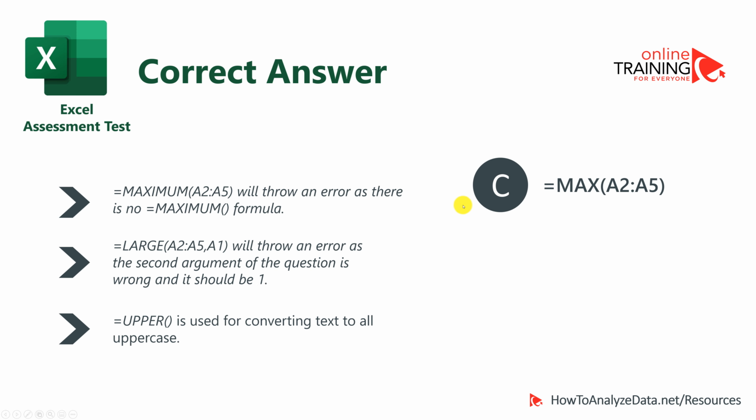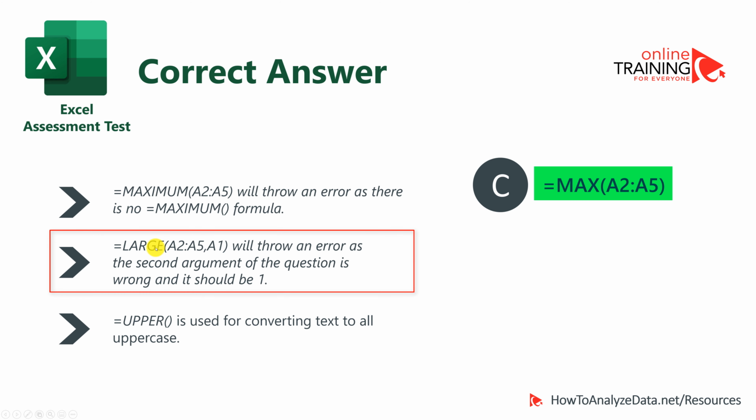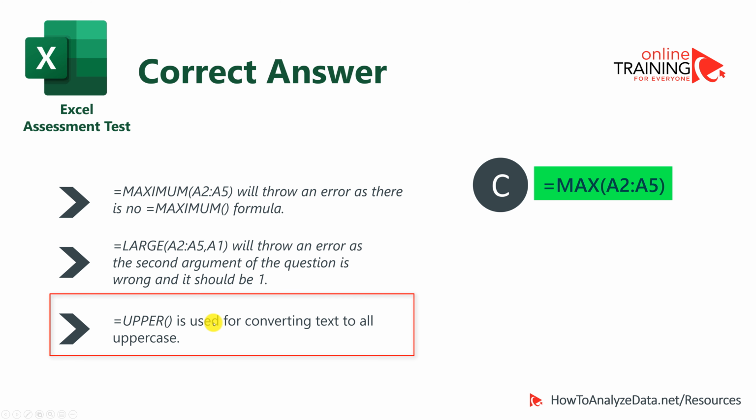So as you can see, the correct choice here is C, but some of the other functions on the list do not exist, like the maximum function. LARGE will give you an error because there's an extra argument here, so it's not going to get you the right answer. And UPPER is used for converting text to uppercase, so that is not the right choice here. Hopefully you got this one right.